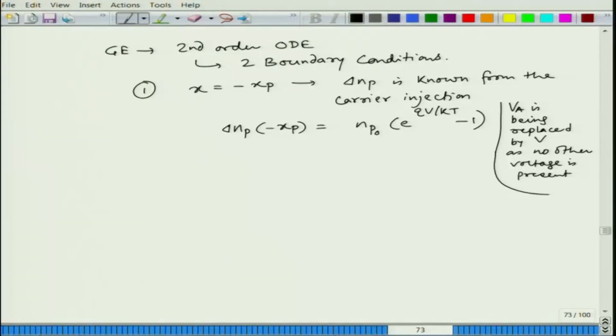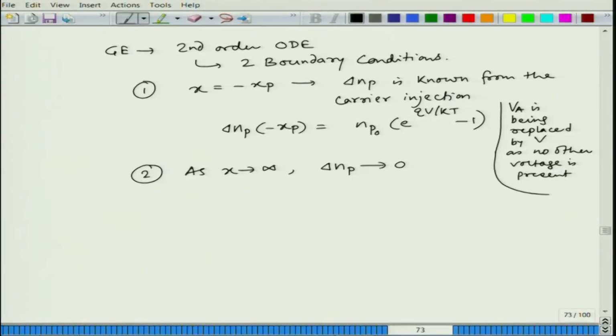Okay. So, this is the space charge region delta N P, and the second boundary condition that we have is as x tends to infinity, that means deep into the quasi neutral region, what you have? You have this tends to 0, because there will be no effect of the carrier injection deep into the quasi neutral region. So, you can say x tends to infinity, your delta N P tends to 0. So, the boundary conditions you have, the governing equation you have.